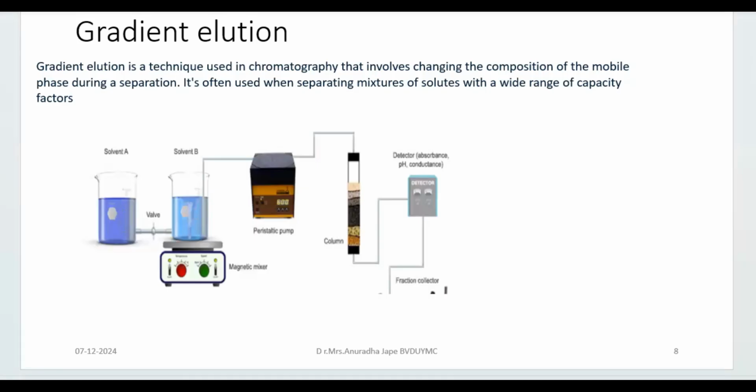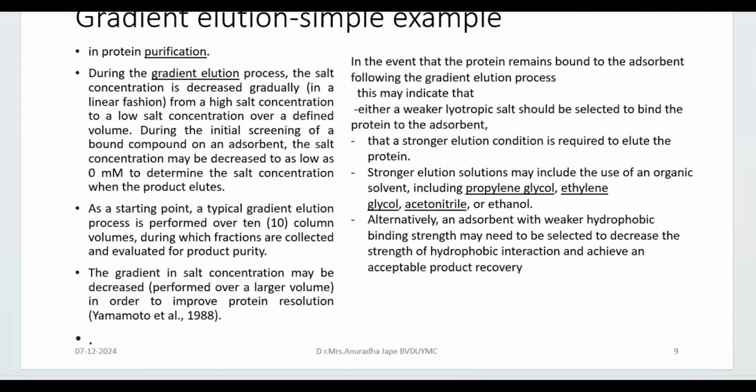Now in the next slide, we'll take an example to continue with gradient elution. Just to connect back, gradient elution is one where you have more than one solvent, maybe varying in pH, ionic strength, polarity, etc. During the gradient elution process, here an example of protein purification is taken. The salt concentration is the parameter which is changed, from a few millimoles to higher millimoles, say 10 to 50, for example. It can be varied when we talk about the concentration of salt.